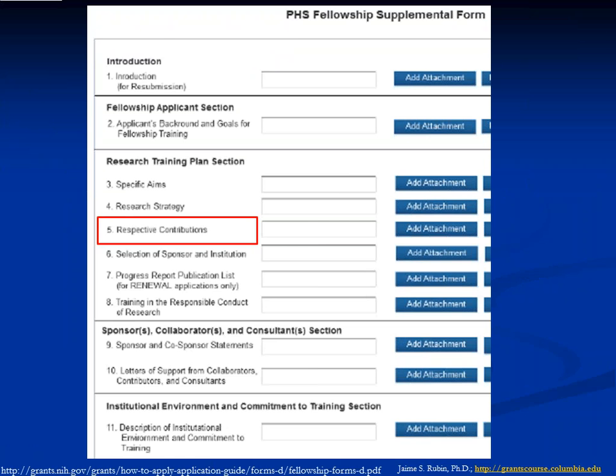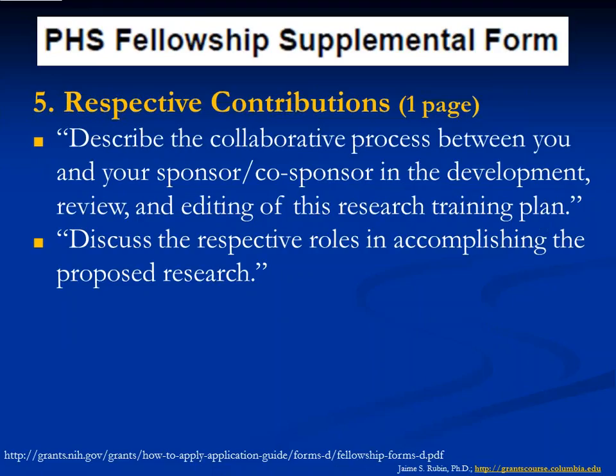So, respective contributions. This is where you would write down, it's only a page, about how you and your mentor developed the grant application. It's not supposed to be that your mentor wrote the grant application, or that you wrote it all and then showed it to the mentor the day before, but rather it was a collaborative and learning exercise for you, that you would write a draft and then discuss it with your mentor and how to improve it, what sections to include, and so forth, and then you would go back and write it.